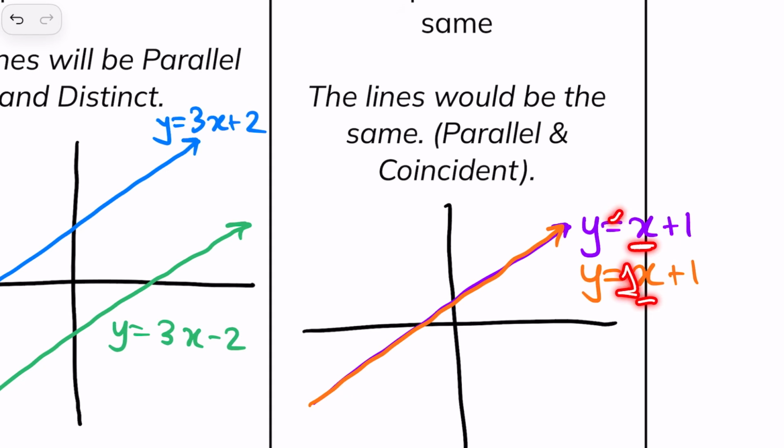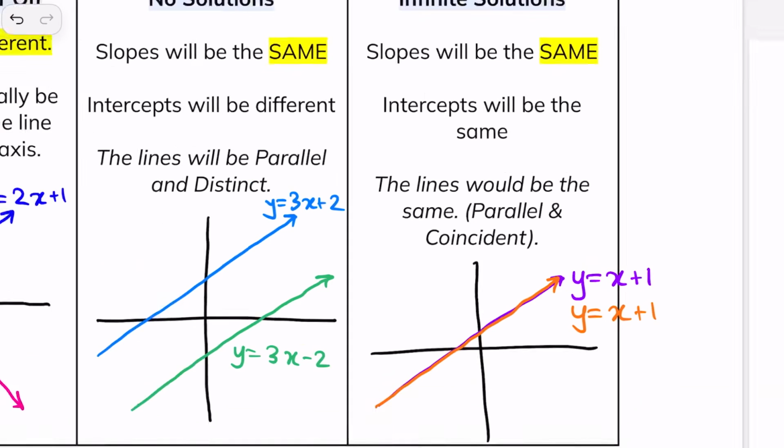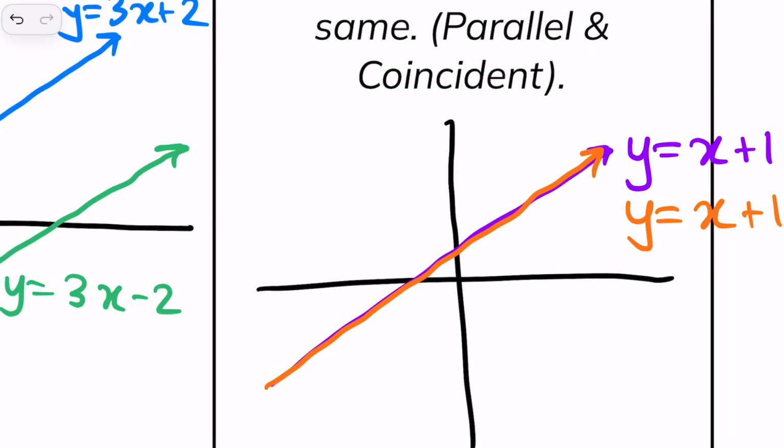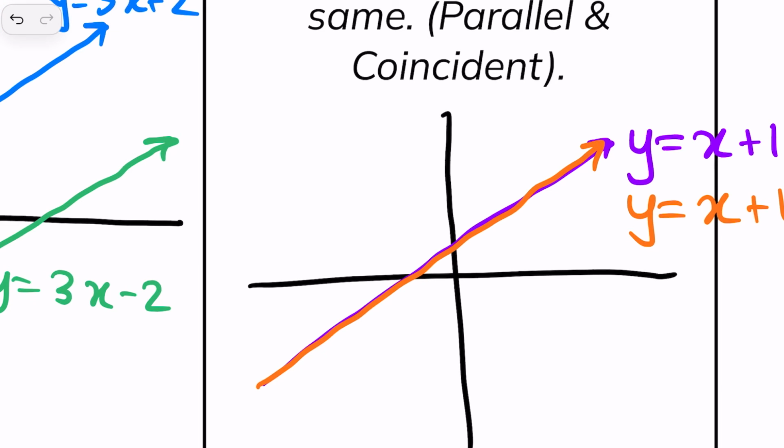As you can see, these lines are the same line because they have the same slope, which is 1, and they have the same y-intercept, which is also 1. So they're the same line. What do we call this? We say that these lines are parallel and coincident, a fancy way of saying they're the same, basically. And so we get an infinite number of points of intersection because these lines are essentially lying on top of each other.